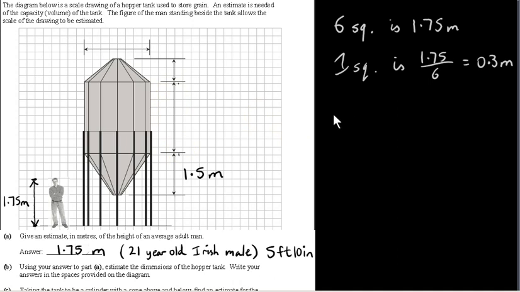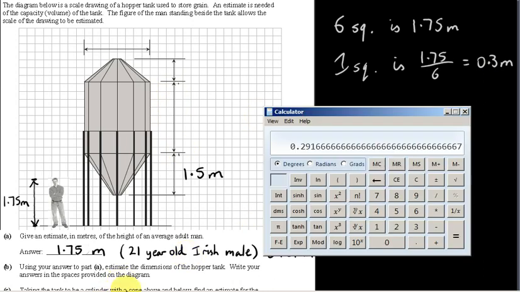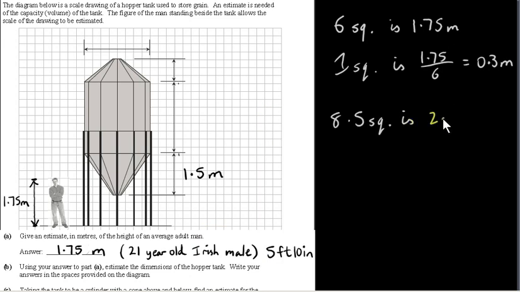So we have 8.5 squares here. 8.5 squares is 8.5 times 0.3. That's 2.55. So I will write 2.55 meters for this dimension. What about this one here? Well, this looks like 3 full squares. Tiny bit left over here, and there's a little bit left here.